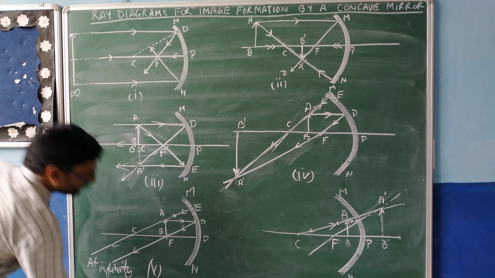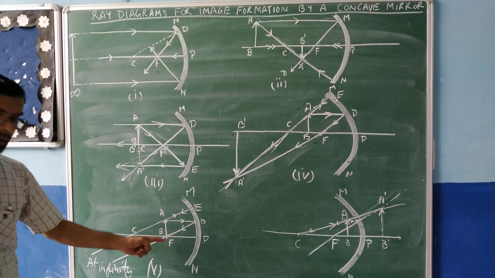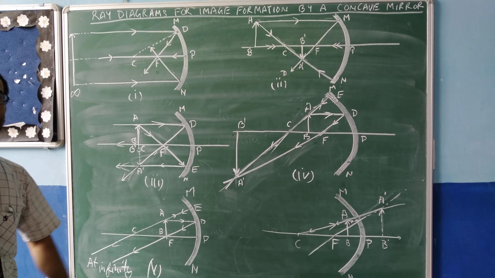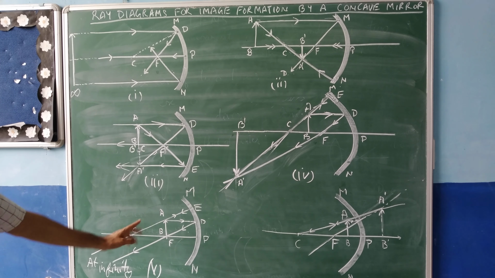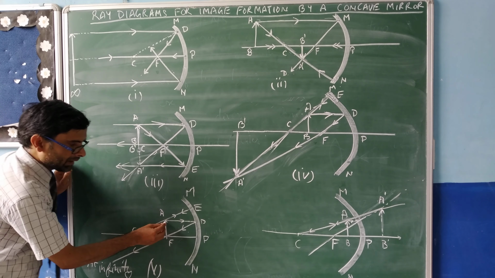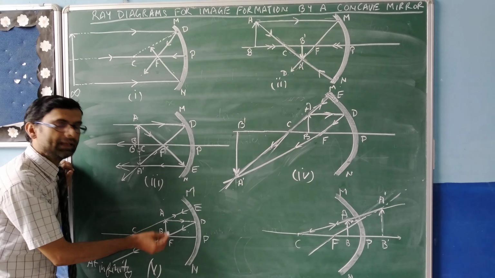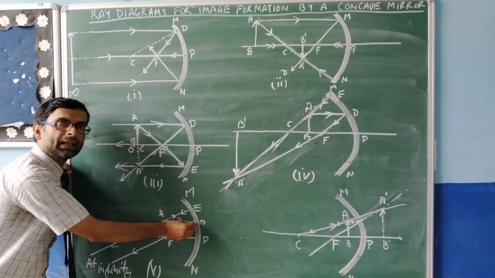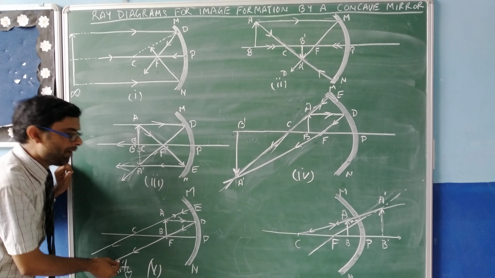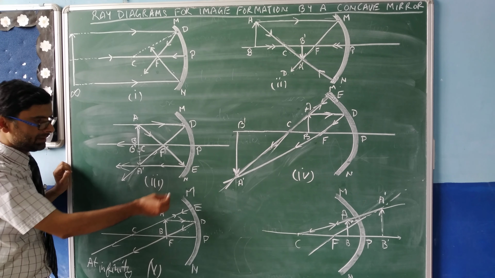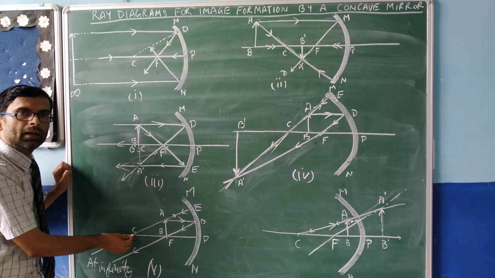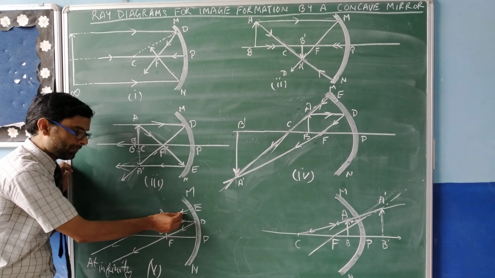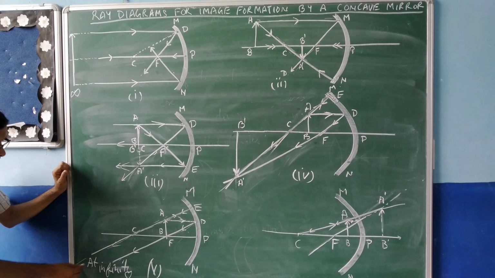Next, fifth case: bring our object further closer and put it exactly at the focus. When we put it at the focus, then see, we will draw a ray diagram. A ray parallel to the principal axis after getting reflected passes through the focus, and similarly the ray coming from the center of curvature after getting reflected passes through the center of curvature.